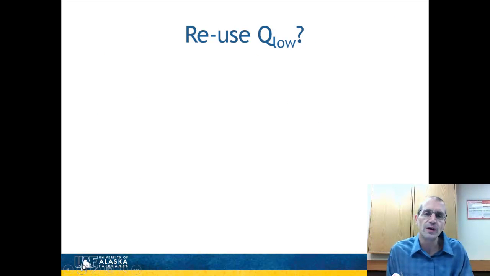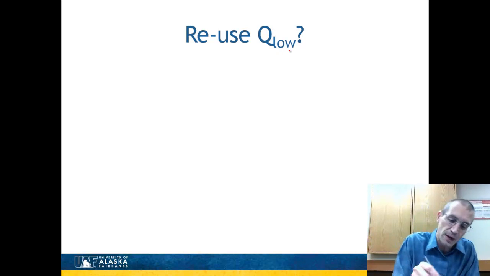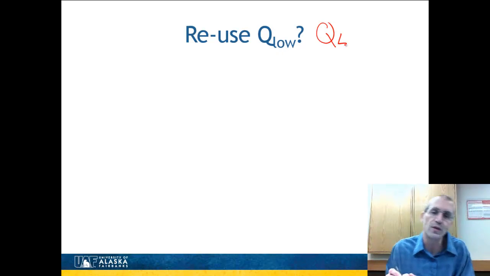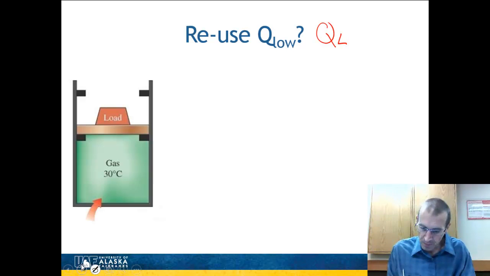A common question is, is there some way that we can reuse QLow? Do we actually have to end up getting rid of that energy that's at a low temperature? I often write this as just use of L, use of low. Well, let's go through a thought process here of a heat engine, and this will be kind of a simple one to try to get our concepts down.